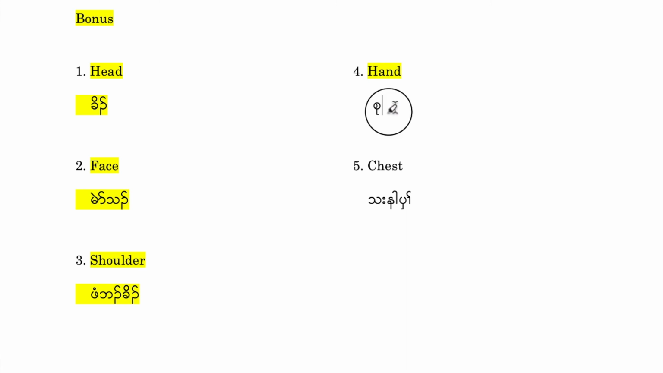Number 4, hand. Hand in Korean is su, or if you want to say it casually, you say ju. But when you see it in the text or in the books, it's going to say su. But when you want to talk to a person, like, oh, I like your hand, or your hand is so pretty, you don't say su. I mean, people say it, but not many use it. The common way to use su is ju.